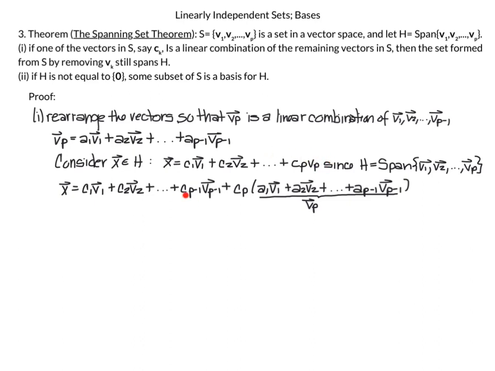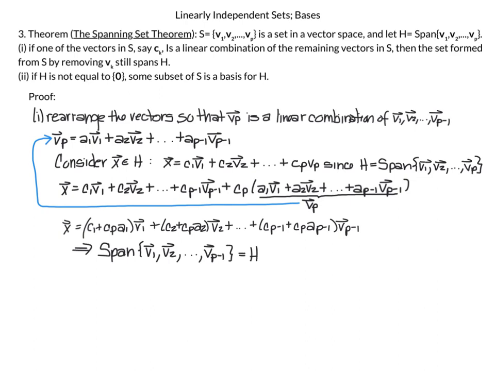But now that we have x as a linear combination, we can substitute for this VP this linear combination. So we still have our C1 V1, C2 V2, we still have our C(P minus 1) V(P minus 1), but now we're going to have CP, and then for VP we're going to put in A1 V1, A2 V2 up to A(P minus 1) V(P minus 1). Again, this part is just equal to VP that we have over here. So I'm just going to draw this arrow to remind you where we got this VP.